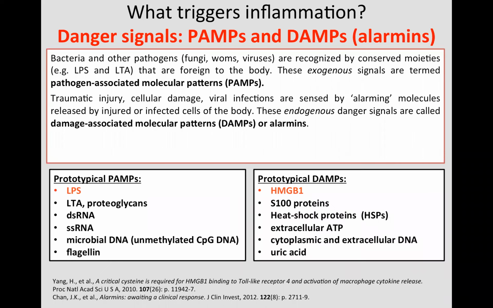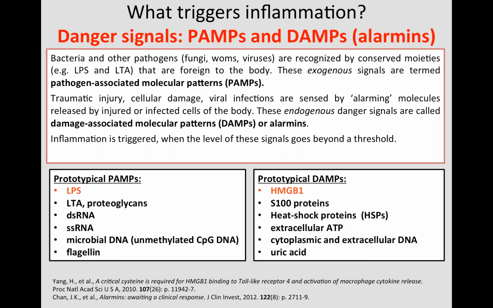flagellin. On the other hand, if there is a tissue injury, we can sense similar signals coming from the cells, or damaged tissue or damaged cells will release certain molecules, which we call damage-associated molecular patterns. They will be sensed by the innate immune system, and they will start up the same inflammatory reaction. The prototypical DAMP molecule is HMGB1, but the S100 proteins, heat shock proteins, ATP, or uric acid will be included in this group as well.